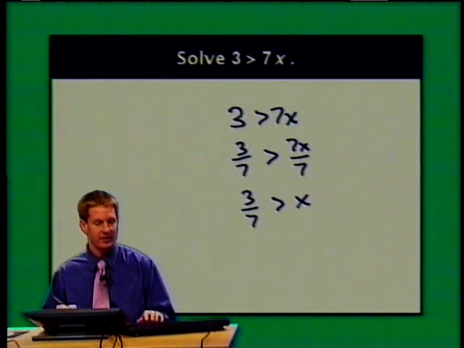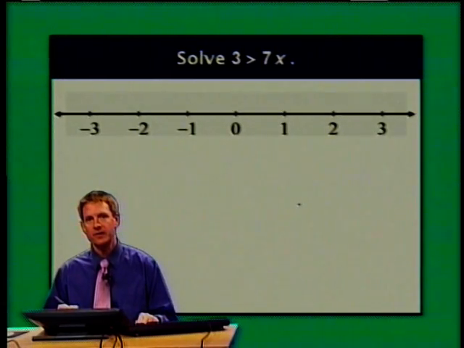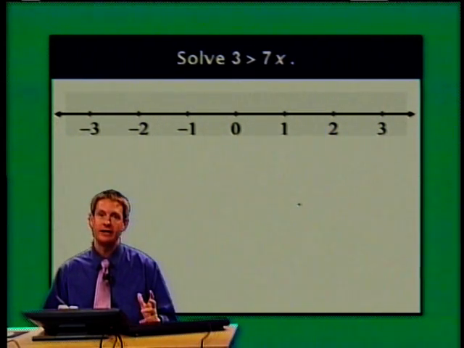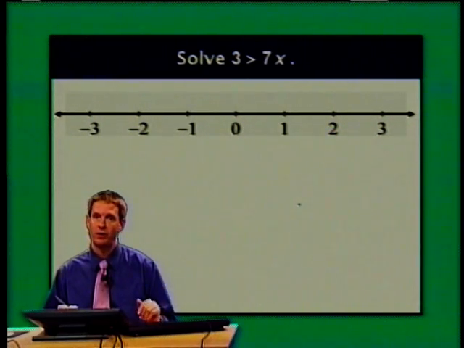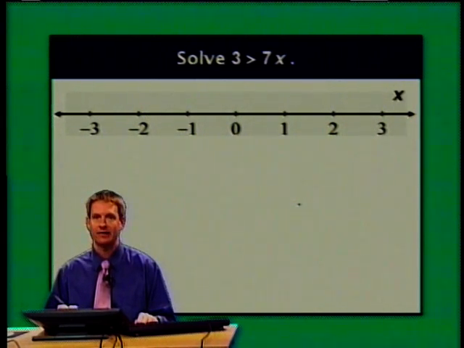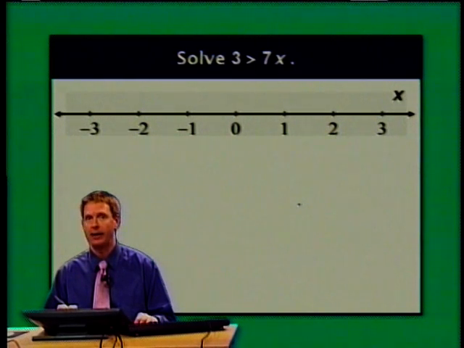Let's check this solution. The first thing I need to do is I need to graph my solution. So I have a number line, and I need to make sure my number line scale is going to allow me to plot my endpoint, which is 3/7. I need to indicate that this is an x number line, and then I need to indicate 3/7 on the number line.